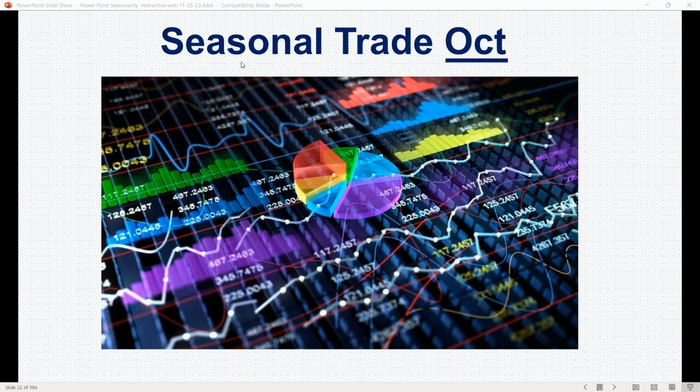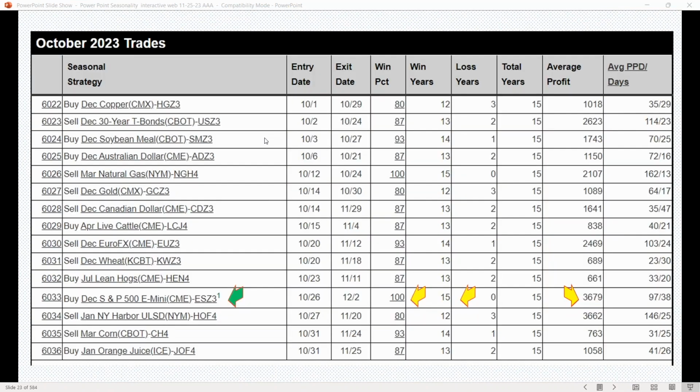So we're going to look at a seasonal trade back in October. This is based on the seasonal stats that I use. This is looking back at the October contract and all the different seasonal asset classes that we can monitor through these statistics. So here is the backlog of the October trade.